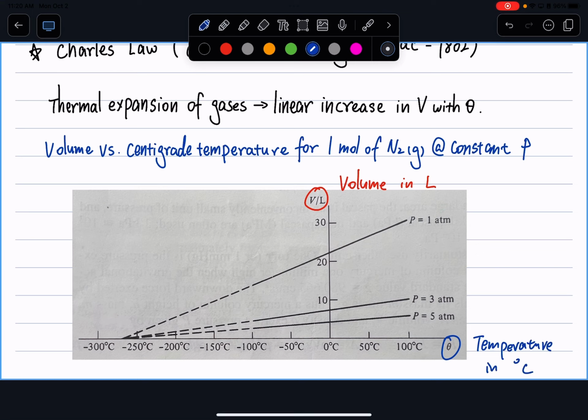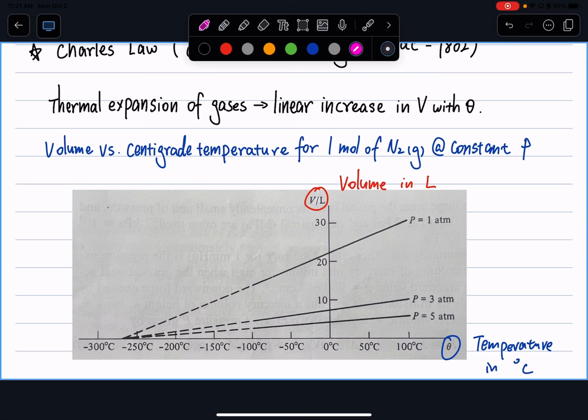In degrees Celsius. And you have multiple lines, and each line is measured at constant pressure. You can have different pressures there, but they're all measured at constant pressure. It's a linear relationship, right?